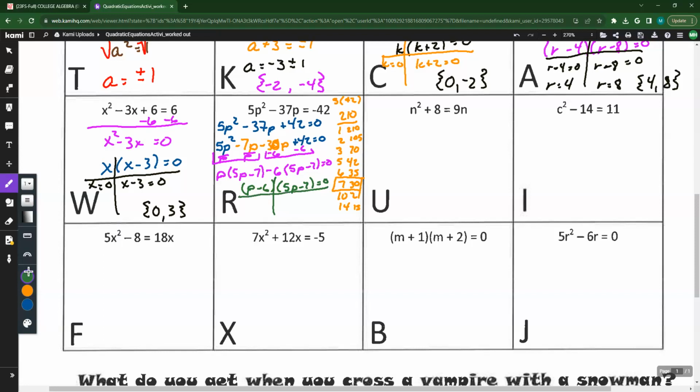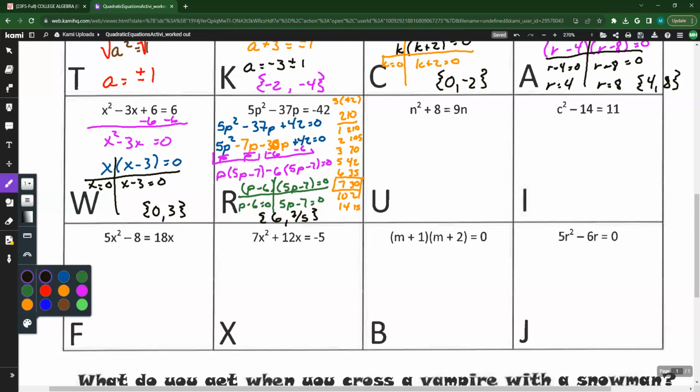Solving each of these, p minus 6 equals 0, 5p minus 7 equals 0. I'm going to do the magic of just telling what the answers are. Hopefully you can solve them. The answers are going to be 6 and 7/5. All right, so make sure that you can get those as you're working with it.